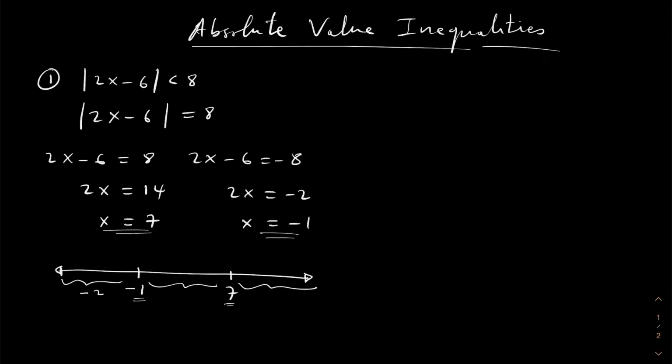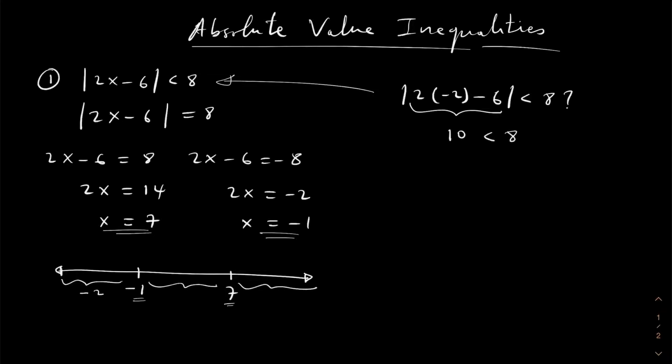I'm going to plug negative 2 into my original inequality and see if that works out. So I'm going to have the absolute value of 2 times negative 2, minus 6. Is that less than 8? 2 times negative 2 gives me negative 4. Minus 6 gives me negative 10. In absolute value, that gives me 10. And so I have 10 less than 8, and as you can see, this doesn't work out. So I can cross out this region because it's not good.